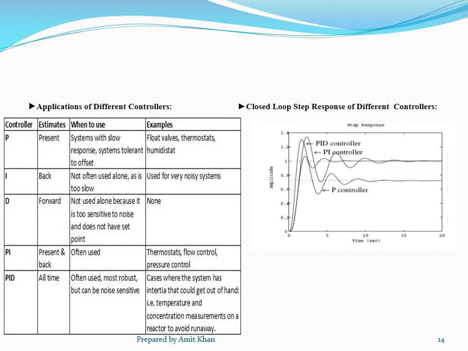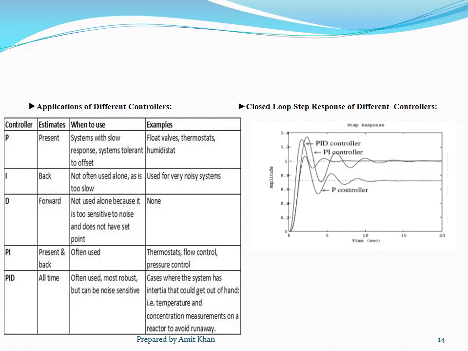Then the I controller is not often used alone as it is very slow, and it is used for very noisy systems. Then D means derivative controller. It is not used alone because it is too sensitive to noise and does not have a set point.